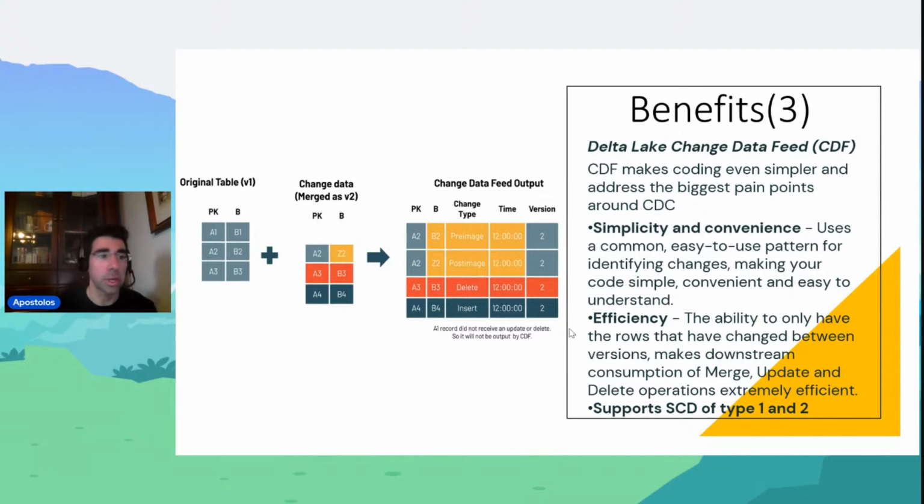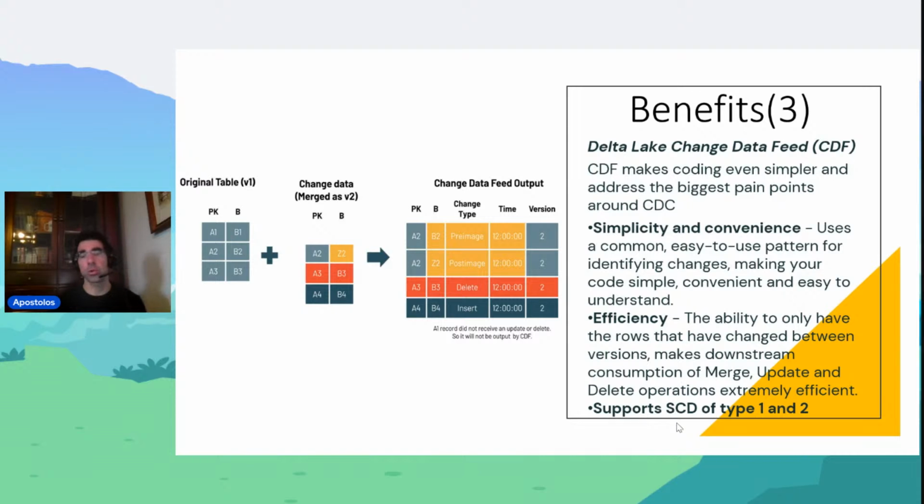Now, as you can see on the left-hand side, we have the original table with 3 records. Let's say we update record A2, we delete record A3, and we insert record A4. Those changes will be reflected in the change data feed output. You can see we have the pre-image record, which is the value before the update, the post-image record, which is the value after the update, the deleted record, and the newly inserted record. So all these changes are captured in this change data feed output, which is very convenient to use later on.